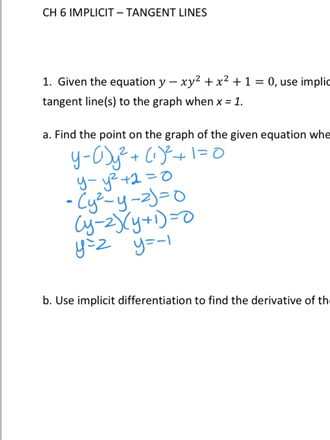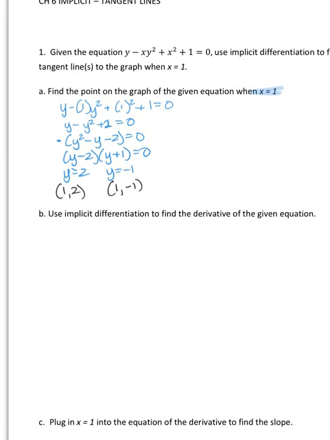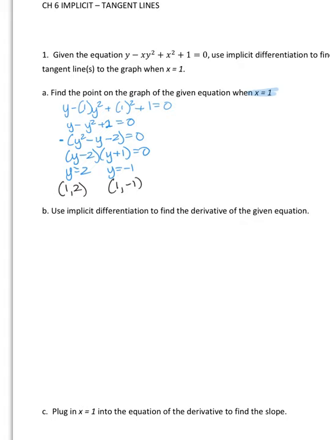So what does that mean? It means we have 2 points. Our x was 1, the y is 2; the x was 1, the y is negative 1. So we're actually going to have 2 equations of 2 tangent lines at those 2 sets of points. Next step. Use implicit differentiation to find the derivative, because that's what we're going to have to do to turn around and find the slope. Remember, anytime we have a derivative and we have a value, we can calculate the slope of that tangent line.